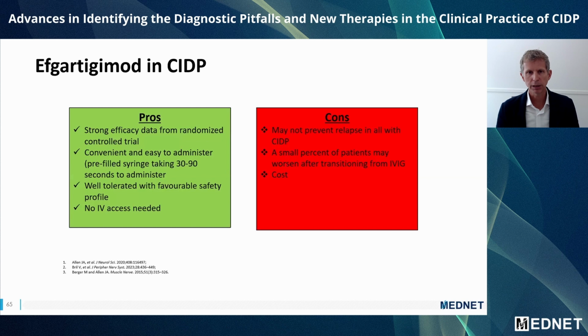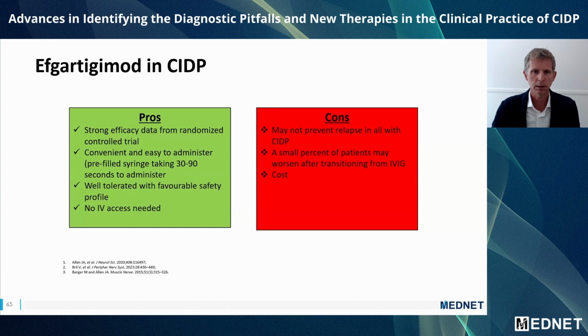You do get a drop in IgG levels, so infection is something you need to keep an eye on, but thus far infection hasn't been a major concern in most studies. And importantly, no IV access is needed. Some of the cons may include that this is a targeted therapy, so it's not going to be effective for all patients with CIDP. I think the same could be said for most therapeutics that we use. But especially with a targeted therapy, we really need to be thoughtful about who we put on the medication. In fact, it has been observed that a small percentage of patients seem to worsen as they transition from IVIG to efgartigimod, and we need to keep a close eye on that.